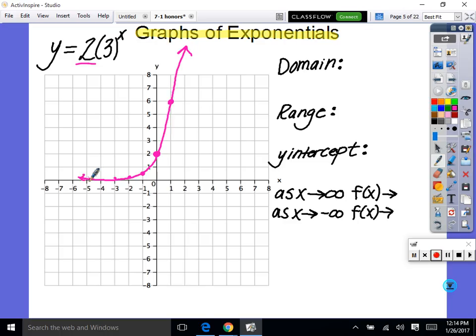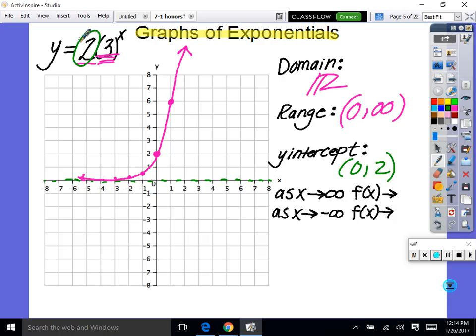Okay, so this was exponential growth, right? 3 is greater than 1, so it's growth. What's the domain of this? -infinity to infinity. Good, all real numbers. What's the range? 0 to infinity. Does it include 0? No, 0 to infinity, because we have an asymptote at 0 here. It is not going to cross. It's going to get smaller and smaller. Okay, what's our y-intercept? 0, 2. Good. Over 0 up 2. That's our initial value, notice, right?